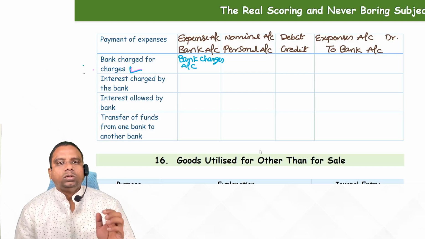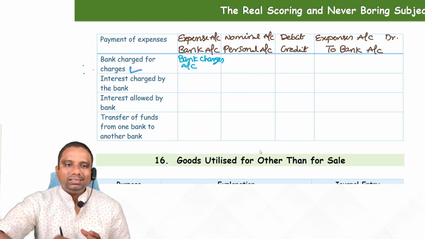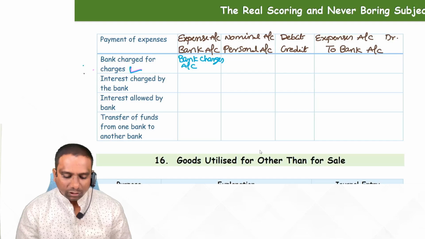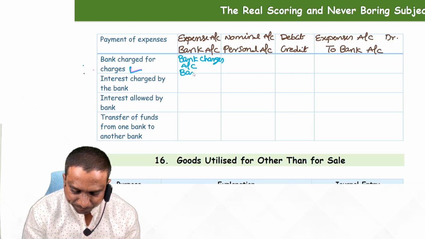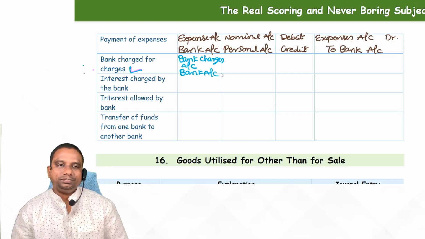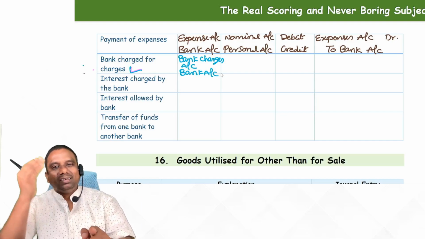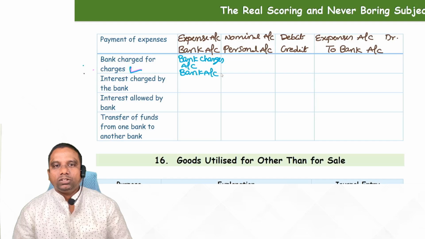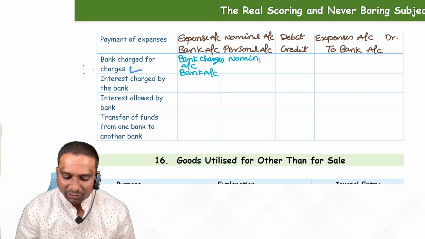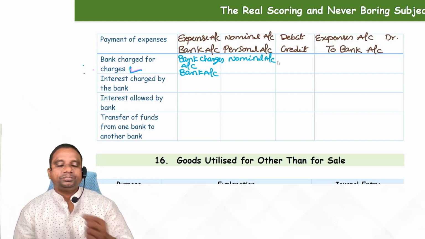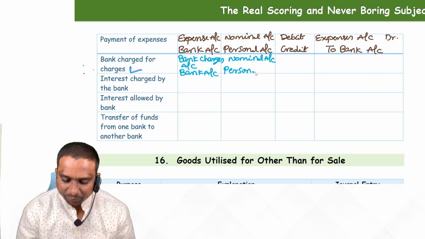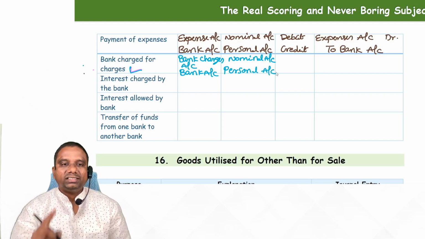Now, who is paying this amount? Bank is deducting this amount from our bank account, so the amount gets reduced. Directly, who is paying these bank charges? Bank only is paying. Bank paying, bank receiving. Now, bank charges is a nominal account, and bank account is a personal account. Yes or no, students?